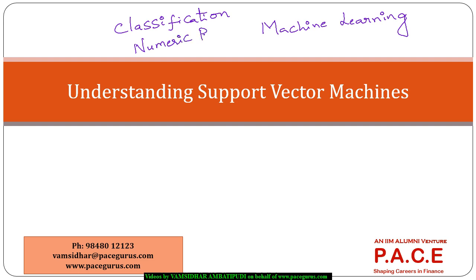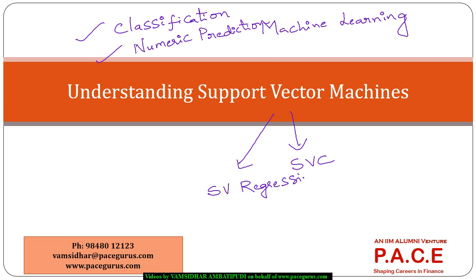The two major branches of supervised learning, classification as well as numerical prediction, can both be comfortably accomplished using support vector machines. When we use support vector machines for classification, we call them support vector classification, and when they are used for numerical predictions, we call them support vector regression models. So this is what we would like to understand.